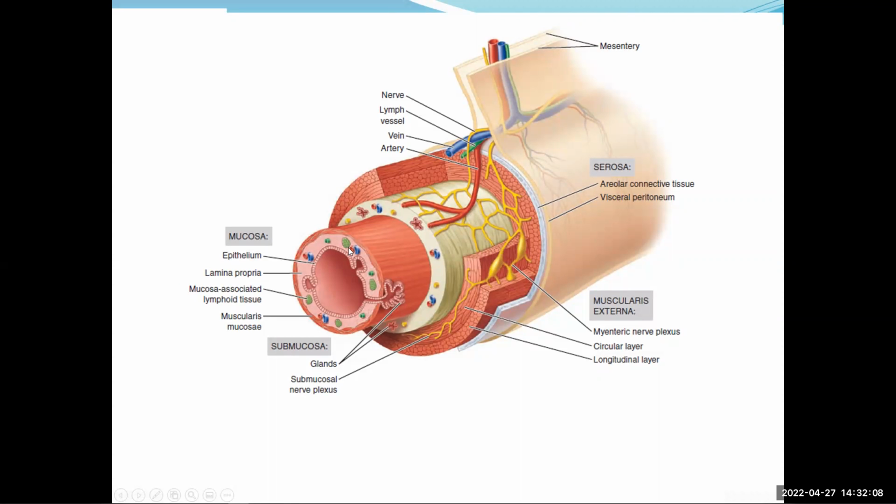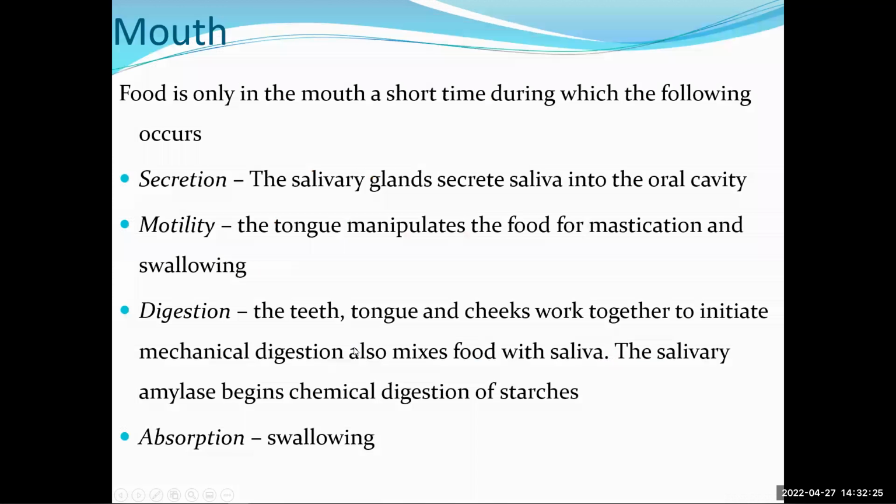So the mucosa, do take note, is the innermost. Then you have the submucosa shown here, which has the glands associated with it, and they secrete into this lumen here. So now we come to the functions of these different things.